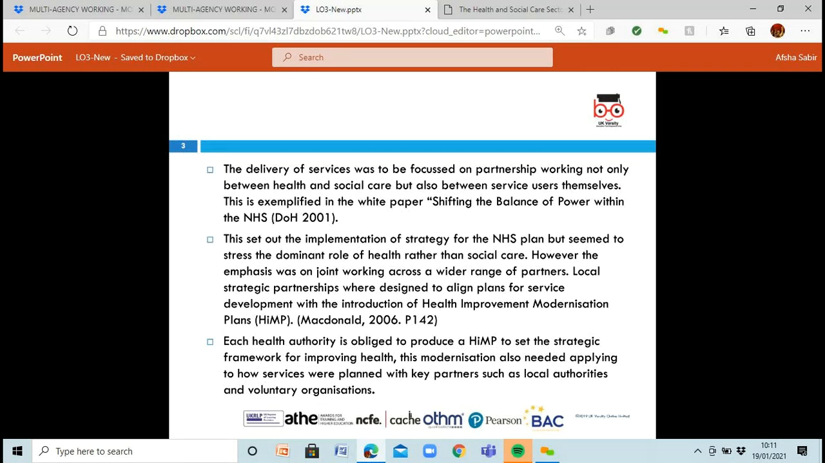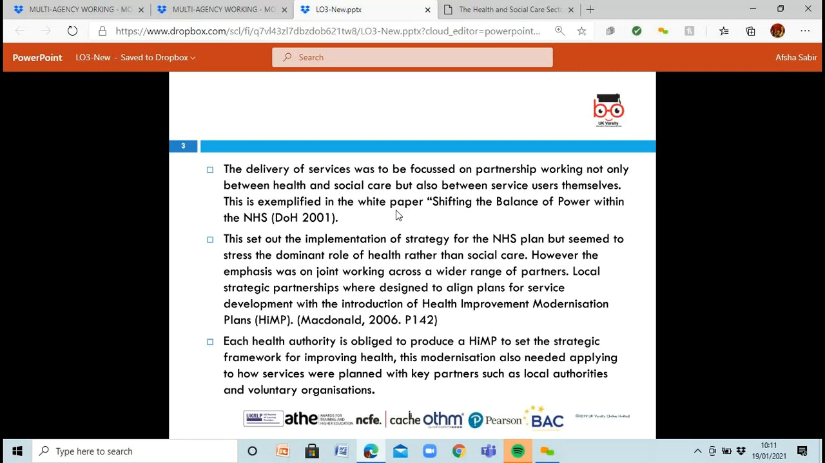So this actually focused on the partnership working between the health and social care sectors and also the service users. So there was this document called the White Paper document, and it's got over here, Shifting the Balance of Power Within the NHS. Now this was created by the Department of Health in 2001. So this came about as part of a new strategy which was implemented, but to be honest, it's focused more on healthcare than social care. So there were issues within this as well.